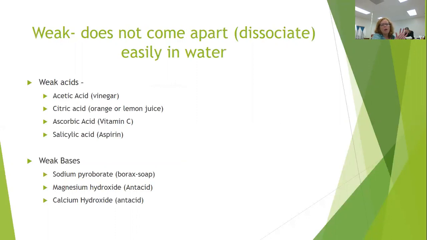If they're weak, they don't come apart or dissociate easily in water. So things like vinegar, orange juice, vitamin C, aspirin, they don't come apart easily. They're a little more complicated in structure. Weak bases, same thing. They don't accept ions as easily. So you can use them for things. So a weak base a lot of times is a soap or an antacid that combines with the acid.